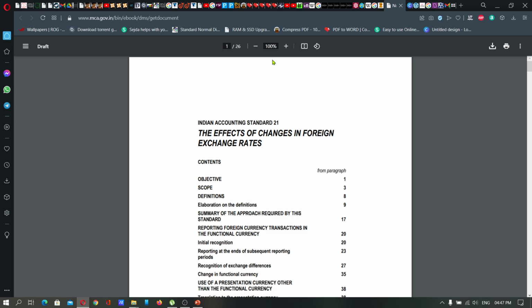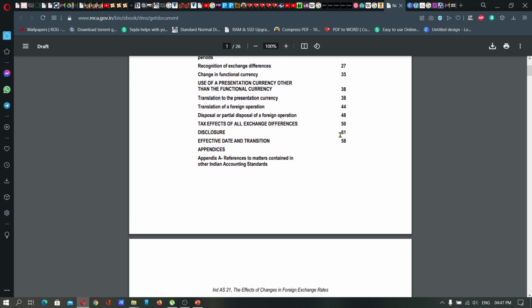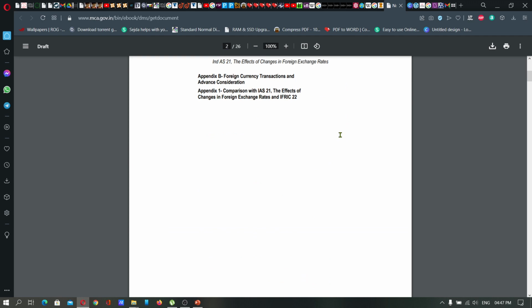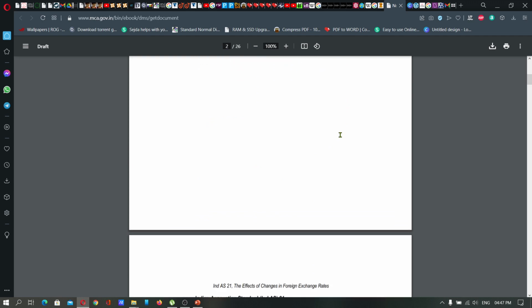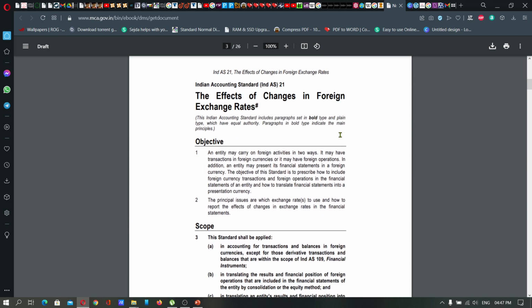Next one, effects of changes in foreign exchange rates. In a globalized situation, every corporate concern will have its business dealings or transactions not only within our country but also with businesses outside our country. So when there is a financial transaction or a business dealing with an outside country, definitely there will be some aspects with regard to foreign exchange rates. So the effect of changes in foreign exchange rates is dealt with as per Ind AS 21.